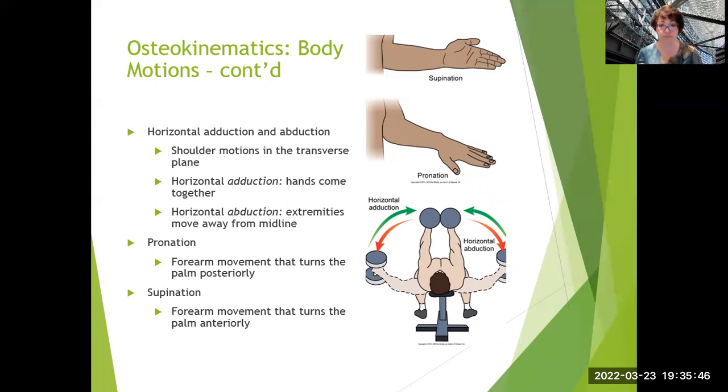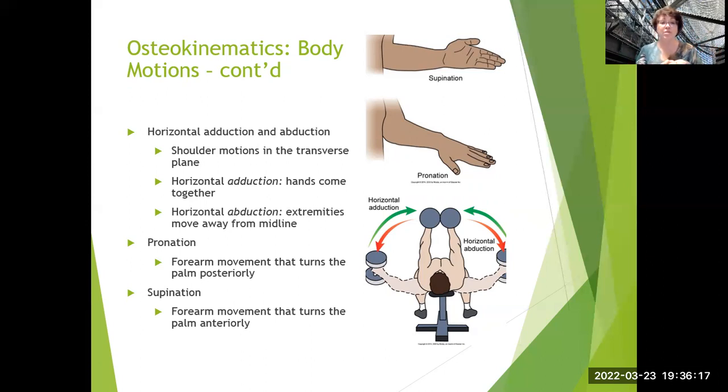Pronation and supination only happen at the forearm. So pronation turns the palm posteriorly, and supination turns the palm anteriorly. So with supination, when your elbow is bent, it turns the palm up. And the mnemonic that a lot of people will use is you're holding a bowl of soup for supination, and then pronation is the opposite.